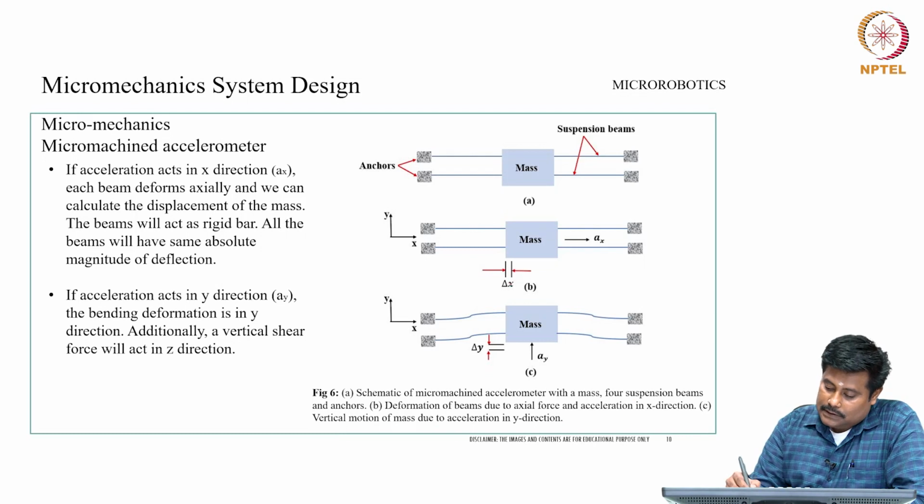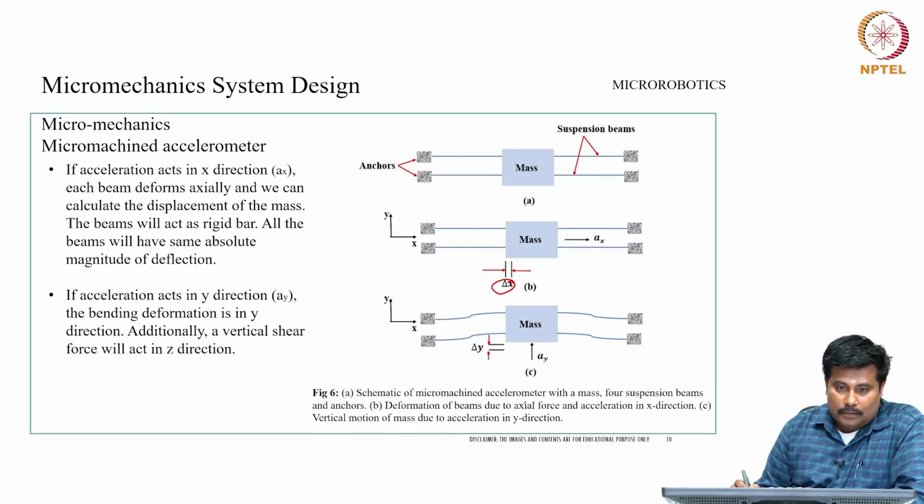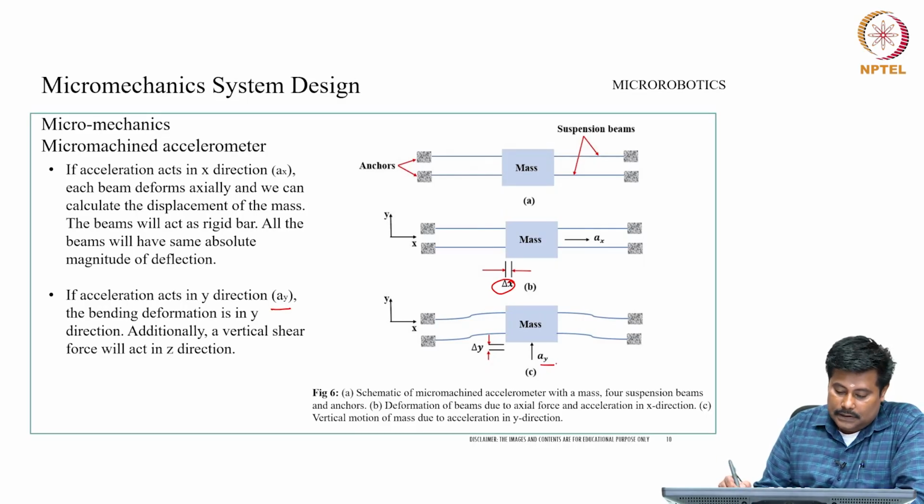With reference to the x direction, it is represented as del x. If the acceleration acts in the x direction, ax, each beam deforms axially and we can calculate the displacement of the mass. So, the beam will act as a rigid bar. All the beams will have the same absolute magnitude of deflection. If acceleration acts in the y direction, we term it as ay, which is represented over here. The bending deformation is called the y direction. Additionally, a vertical shear force will act along the z direction.